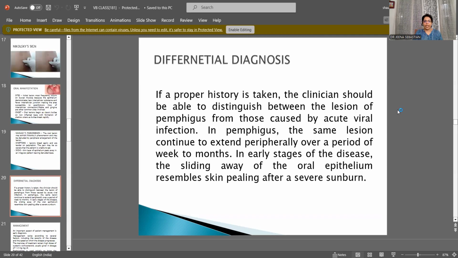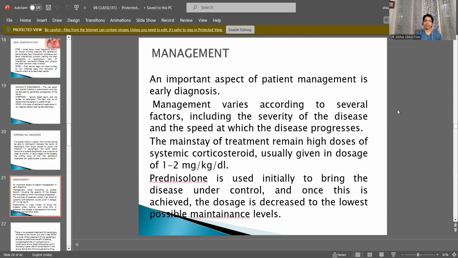So, what is the differential diagnosis? If a proper history is taken, the clinician should be able to distinguish the lesions of pemphigus from those caused by acute viral infections. In pemphigus, the same lesion continues to extend peripherally over a period of weeks to months. In the early stage of the disease, the sliding away of the oral epithelium resembles skin peeling after a severe sunburn. So you have to differentiate between a thermal burn, sunburn, and the peeling away of pemphigus.